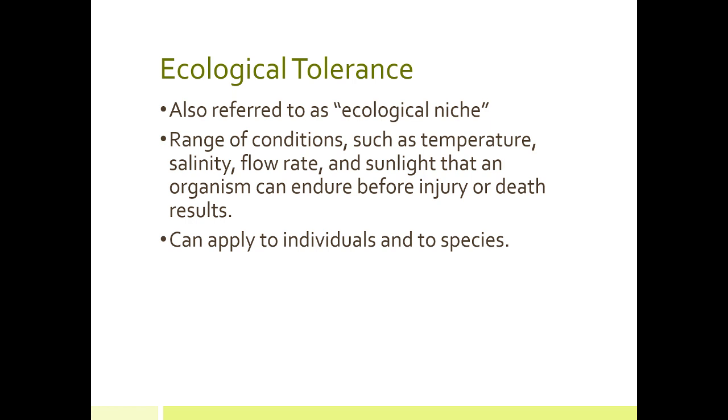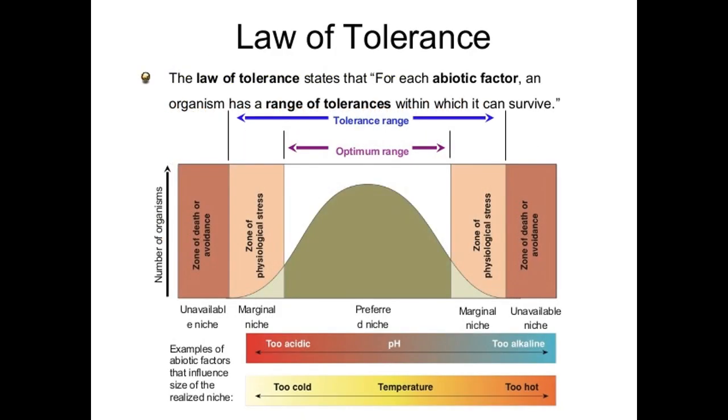This is where those genetic differences come into place. This is where genetic biodiversity is important, because different genes allow for different tolerances. So the law of tolerance, this is kind of what a niche looks like. For every abiotic factor, an organism has a range of tolerance that it can survive. Obviously, the preferred range is going to be that middle big green here. This is the preferred range, right? This would be too high, too low, way too low.